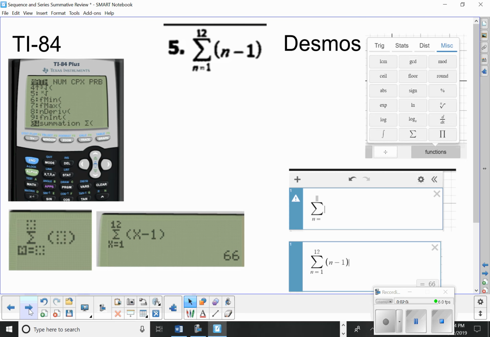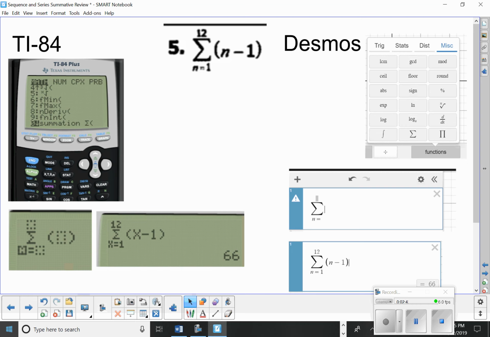Now, here, TI-84 and Desmos. These are the 2 ways, when you have it in summation notation, to use either the TI-84 when you're in class, or on the SOL, you could use Desmos. Now, understand that in the classroom, it'll be the TI-84 only. On the SOL, I believe we've got 1 more year of TI-84 and Desmos. That'd be the 2019-2020 year. And then after that, it's Desmos only.